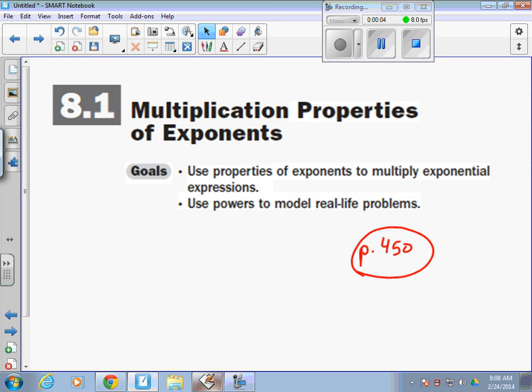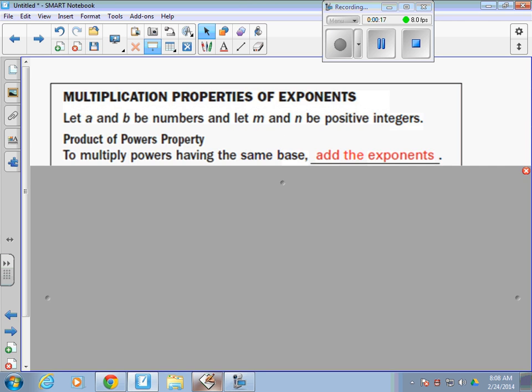All right, today we're looking at multiplication properties of exponents, beginning on page 450 in the textbook. We're using properties of exponents to multiply exponential expressions, and we're going to use them in a real-life problem. First thing you have is the actual properties listed for you.